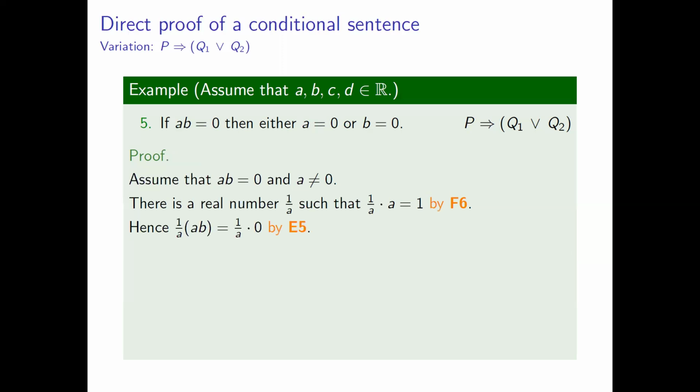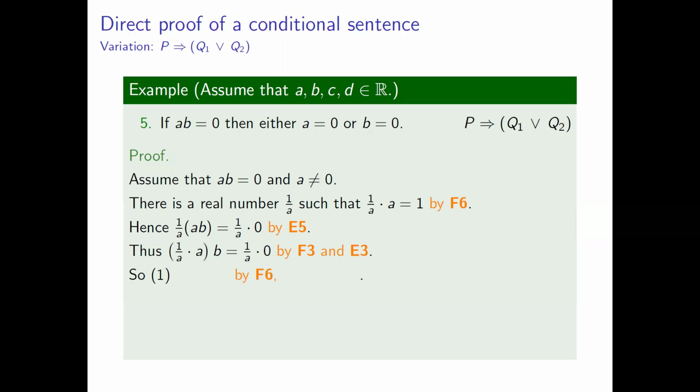From the hypothesis A times B equals 0 and the multiplication property of equality, we get that 1 over A times AB is equal to 1 over A times 0. By the associative property of multiplication, 1 over A times AB is equal to 1 over A times A times B. By the transitive property of equality, we then get that 1 over A times A times B is equal to 1 over A times 0.